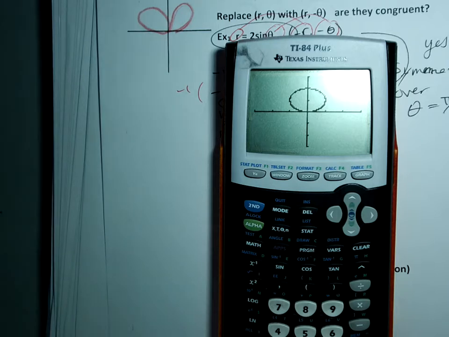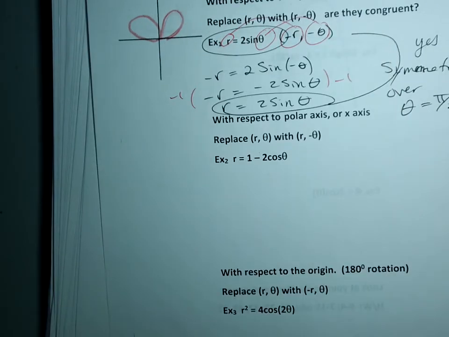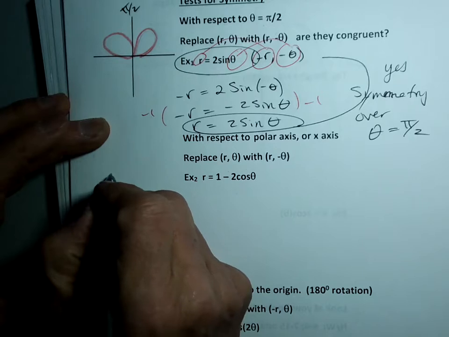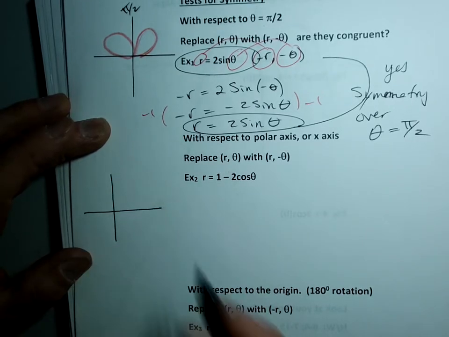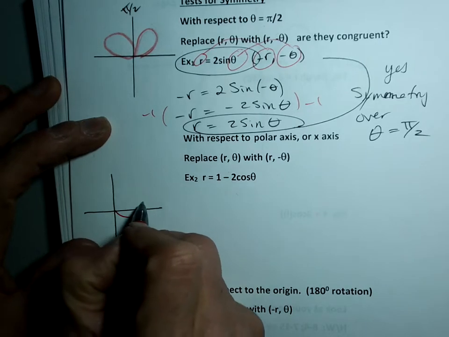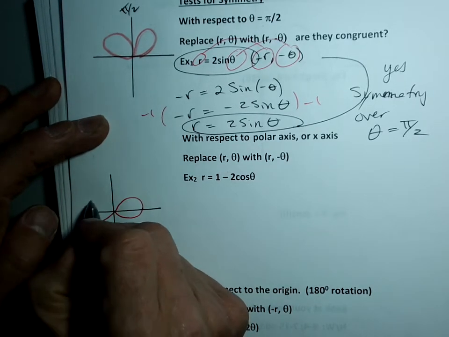Okay. All right, let's take a look at the next one. Now, symmetry with respect to the polar axis, or the x-axis. Let's take a look at an example. If I had a graph that looked like this, and you can get graphs like this, okay?